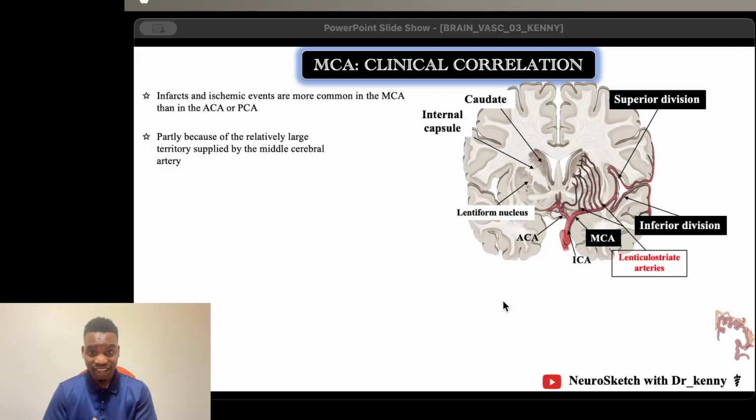strokes or infarction along the territories of the middle cerebral artery are more common than in any other arteries of the brain. The infarction on the territories of the middle cerebral artery is more common than in the anterior and the posterior cerebral arteries. I think partly it is because the middle cerebral artery supplies the brain at a bigger part than any other arteries.